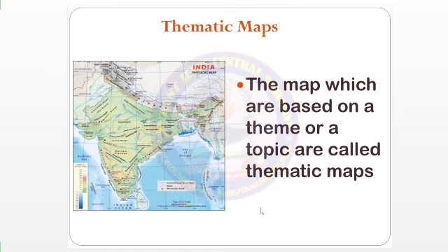The second type of map is the thematic map. The maps which are based on a theme or a topic are called thematic maps. These types of maps focus on specific information such as road maps, rainfall, natural vegetation, industries and many more.